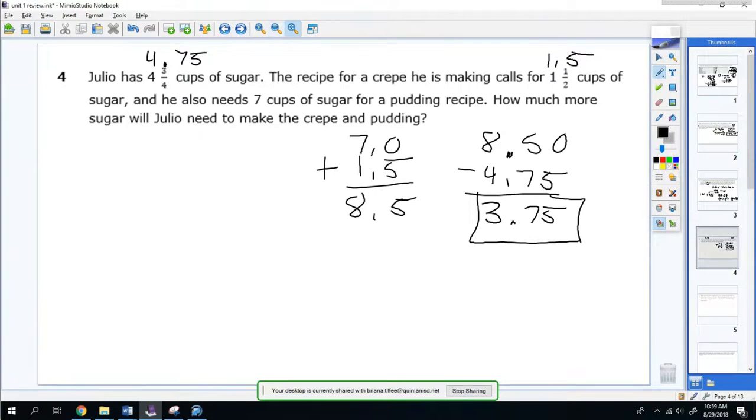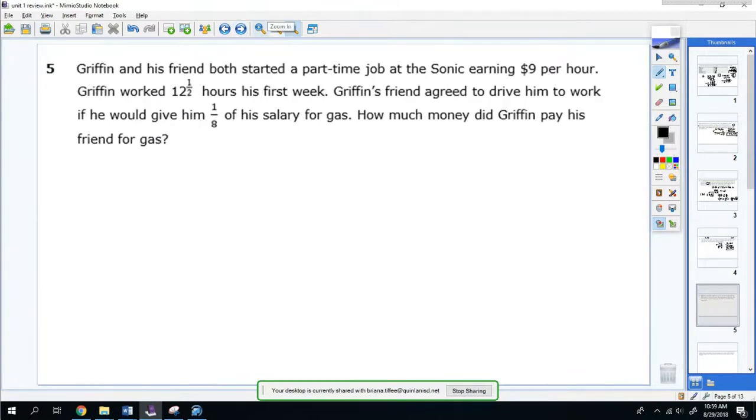All right, number 5. Griffin and his friend both started a part-time job at Sonic, earning $9 an hour. Griffin worked 12.5 hours for this first week. Griffin's friend agreed to drive him to work if he would give him 1/8 of his salary for gas. How much money did Griffin pay his friend for gas?